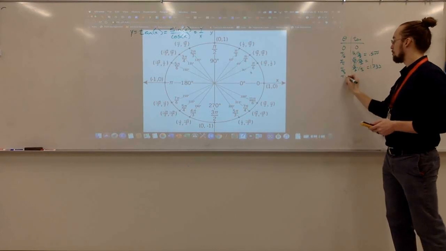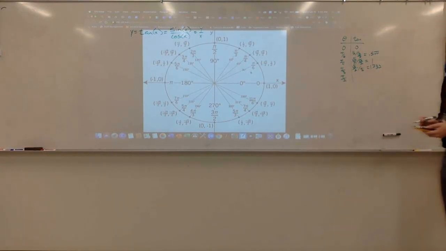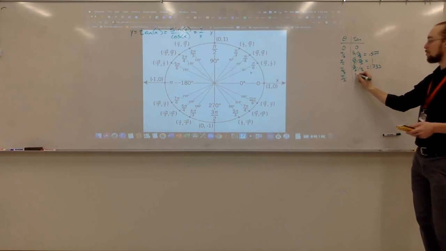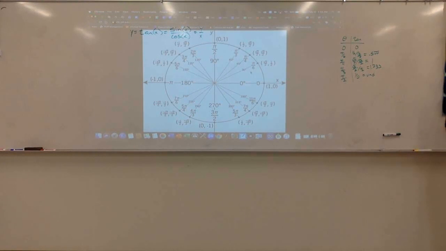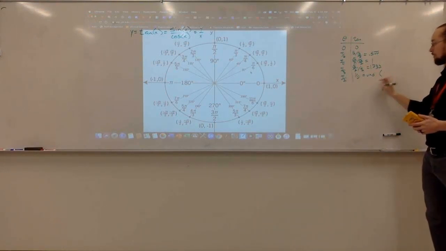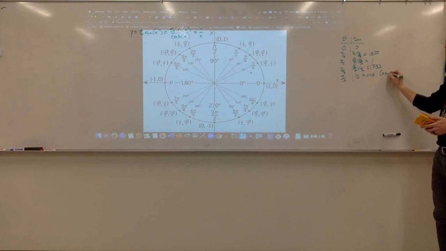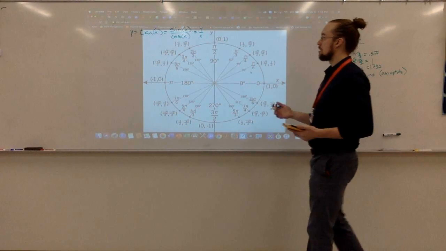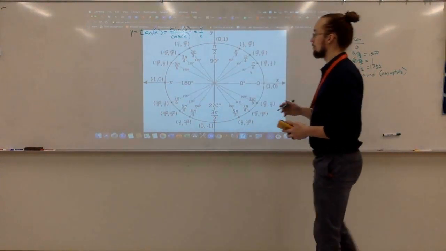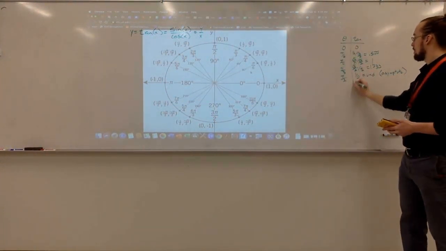Then at pi over 2, we'll have 1 over 0, which is going to be undefined. So at this value, whenever we have something undefined, in terms of the graph, that's going to be an asymptote. So let's keep going then. Let's get a few more values around the edge of our unit circle.